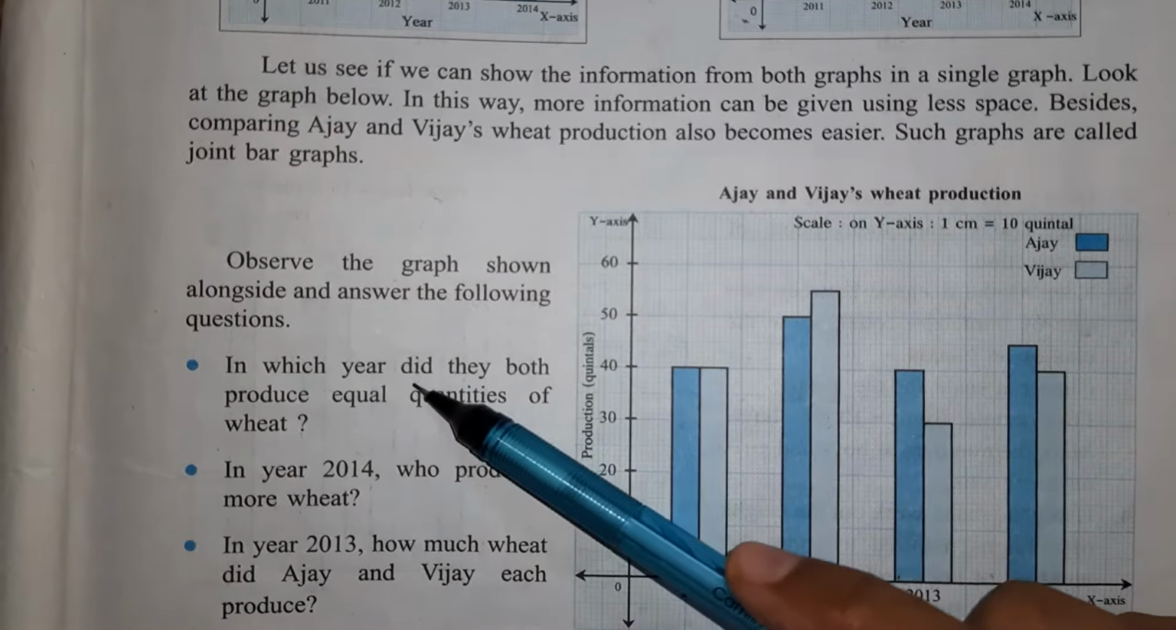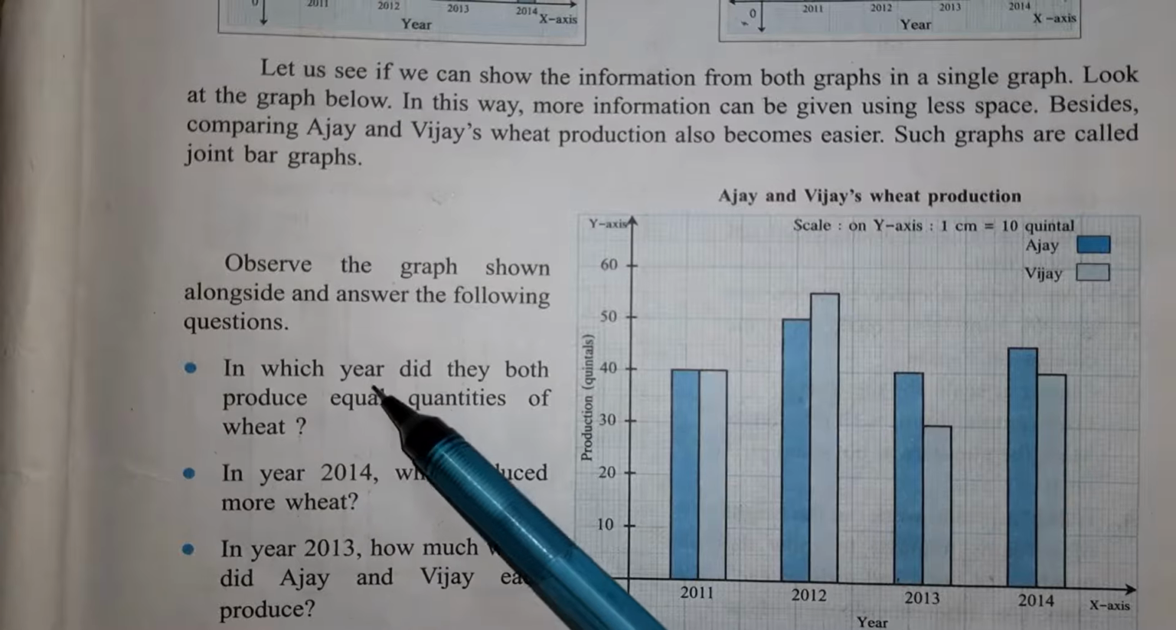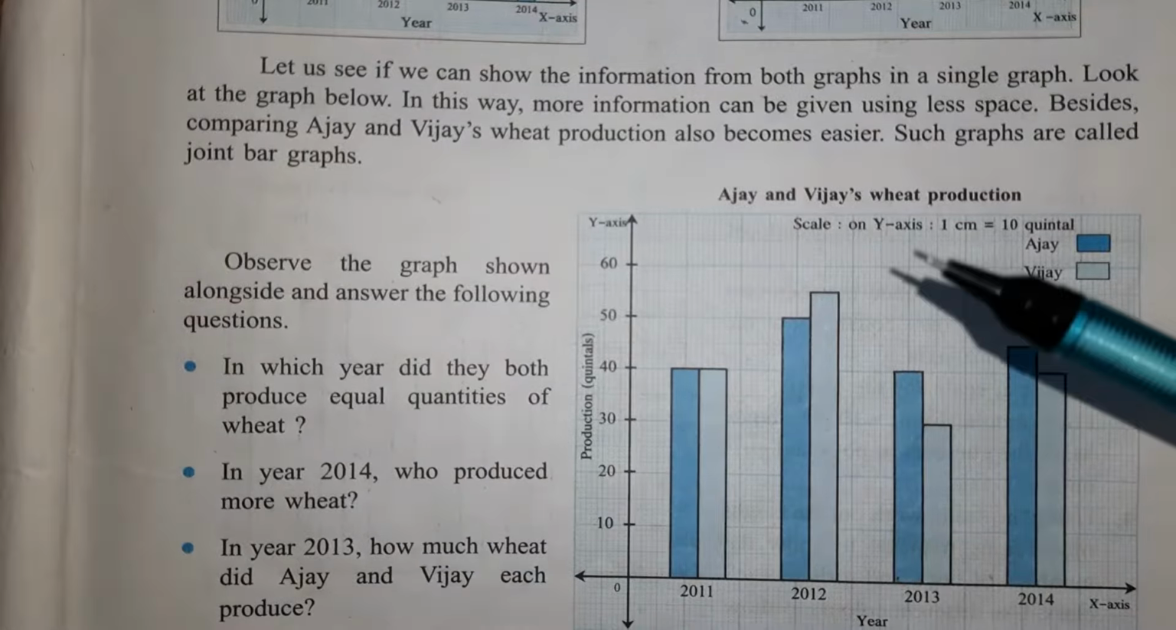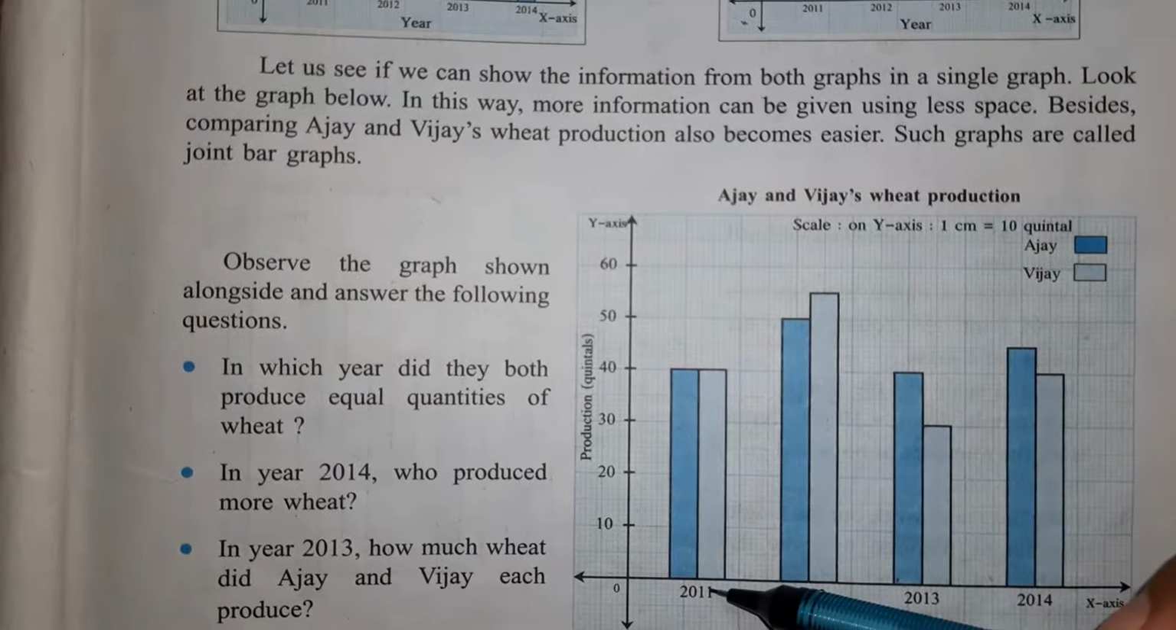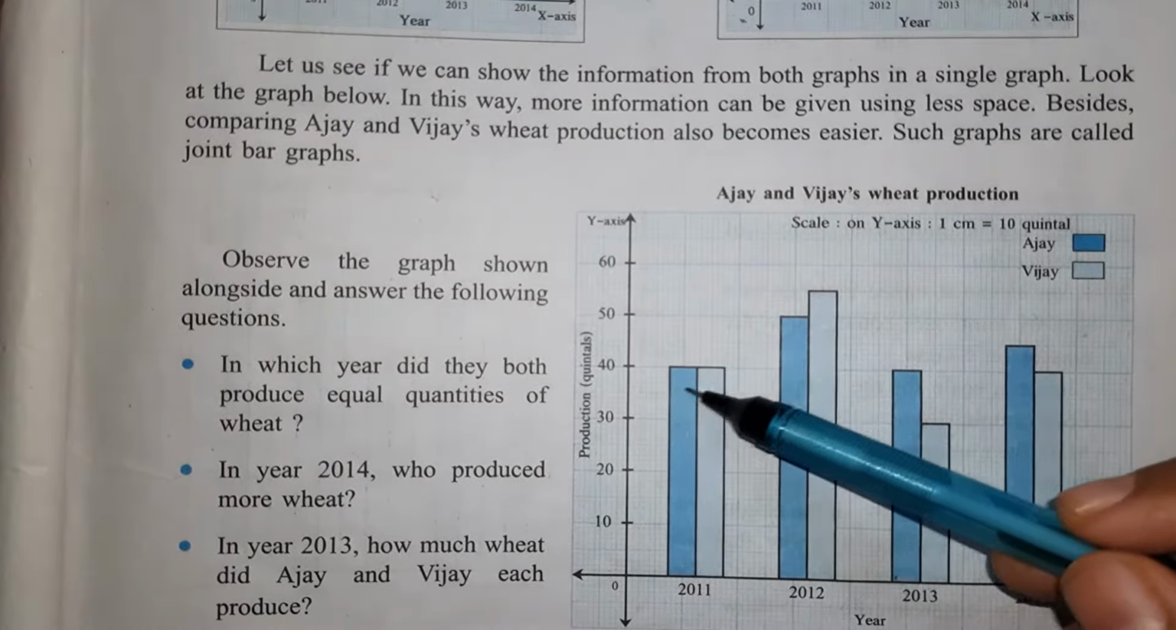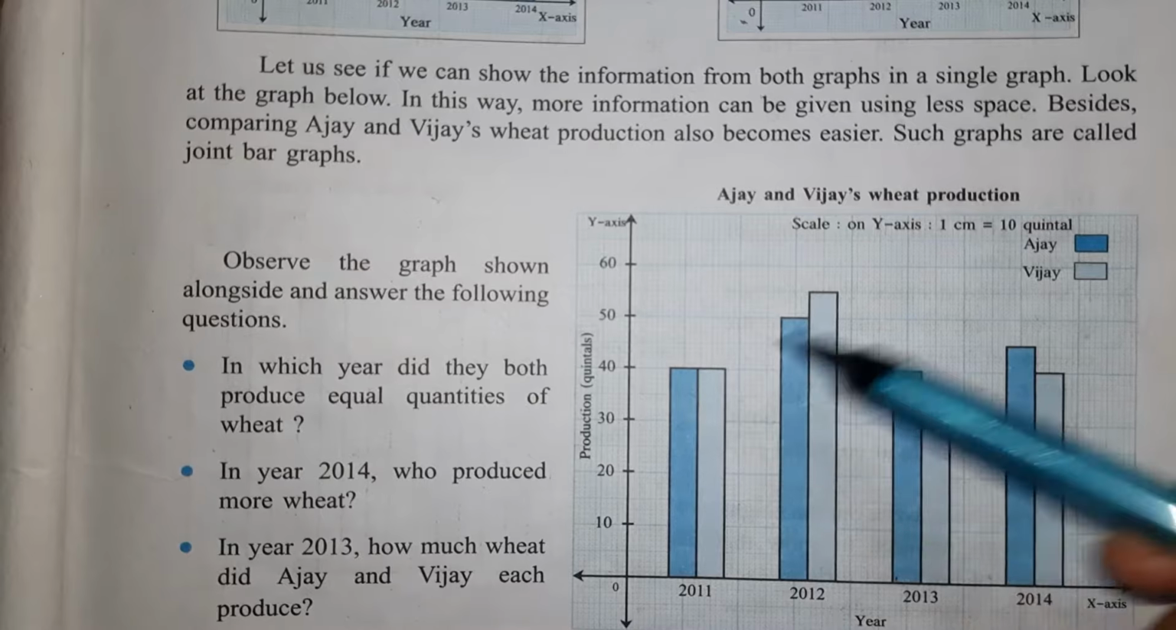In which year did they both produce equal quantity of wheat? So, both of them have equal quantity in the year 2011. Here both the bars are exactly same.